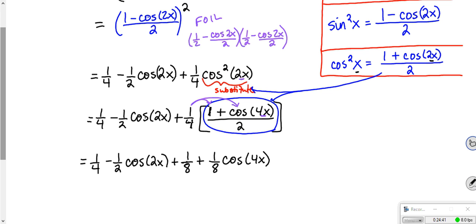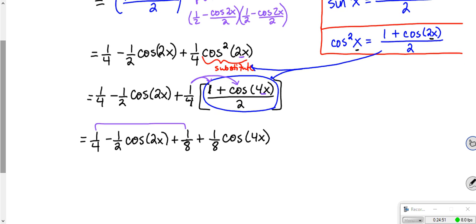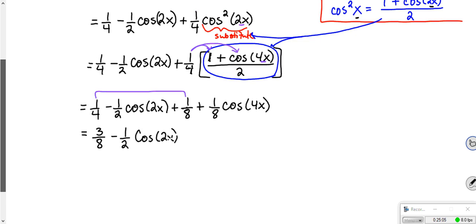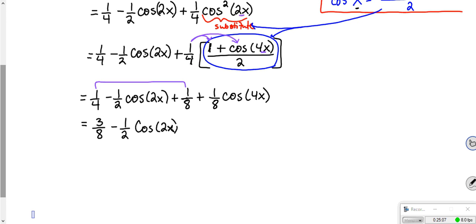Now we have like terms. These like terms I can combine together. So 1/4 plus 1/8 is going to give me 3/8. So I have 3/8 minus 1/2 cosine 2x, let me see if I can scroll. There we go. Cosine 2x plus 1/8 cosine 4x. Now, I don't know if they will take this.